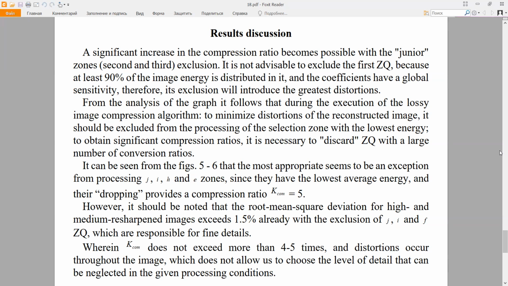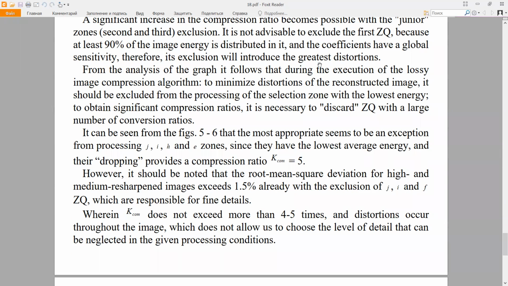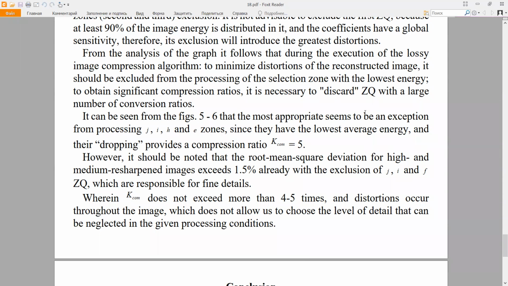To obtain significant compression ratios, it's necessary to discard ZQ with a large number of conversion rates. It can be seen from the figures we showed before that the most appropriate seems to be the exclusion from processing of the J, I, H, and E zones, since they have the lowest average energy, and dropping them provides a compression ratio KCOM of about 5.